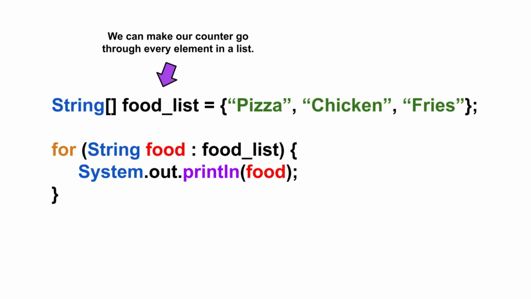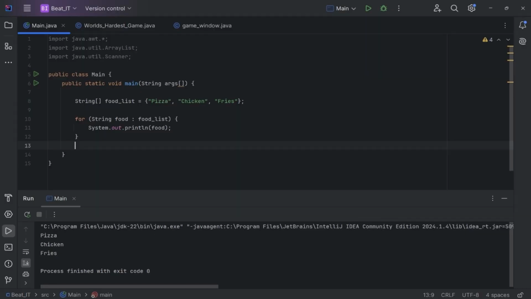So knowing this, we can use the enhanced loop and then print the value of our counter on the console for every loop until the list ends. If we run this, we can see exactly that. All the items are printed in separate lines.